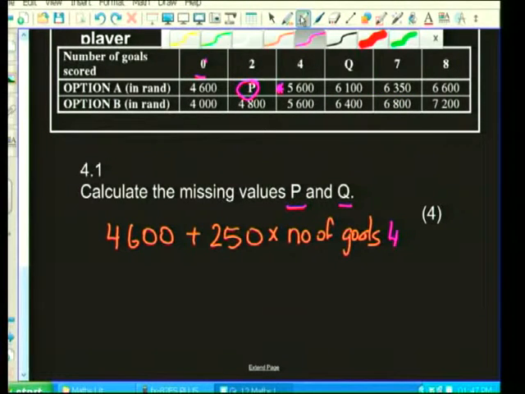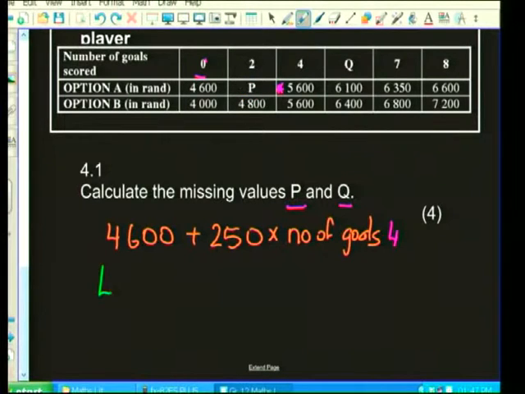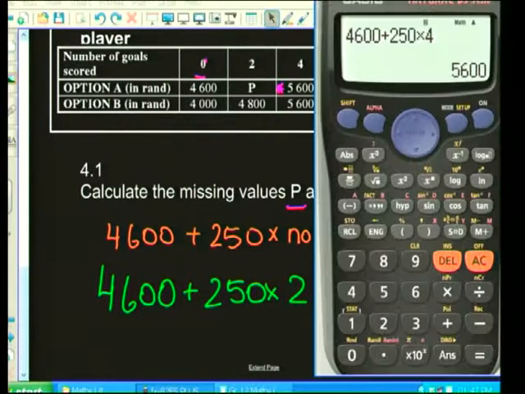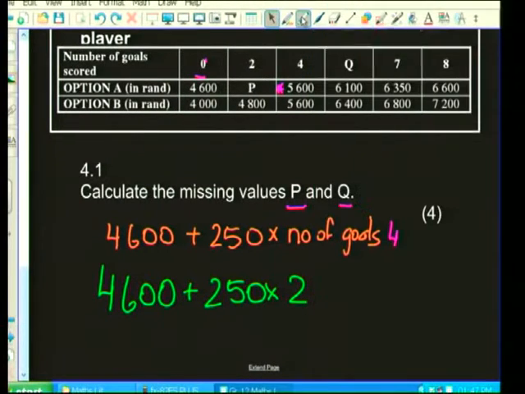So I'm going to now substitute in my 2, or P. So I need to write 4,600 plus 250 times 2. With my calculator out, I can just go back and change that. So it's 5,100. 5,100, and remember, that's rands. I'm expecting a number between the two, so that looks perfect.